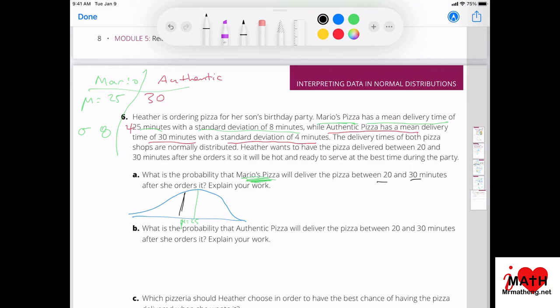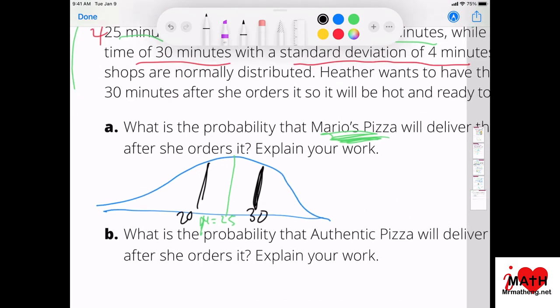Now, this is not standardized. You cannot use the empirical rule. Here's why you cannot do the empirical rule: it does not tell you how many standard deviations above or below. It doesn't say that. It just gives you some numbers, 20 and 30. So there's two ways you can do this.